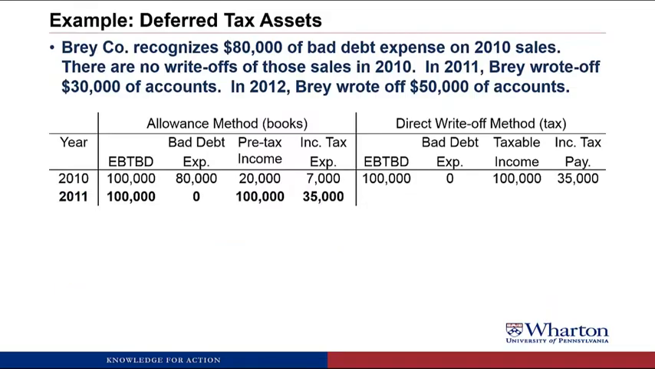So then in 2011, we're going to assume Bry Company has the same earnings before taxes and bad debt of $100,000. They have no bad debt expense in 2011, which means that their pre-tax income is also $100,000. Times 35%, they end up paying income tax expense of $35,000.